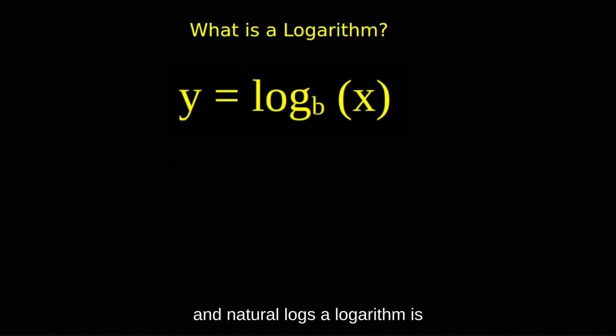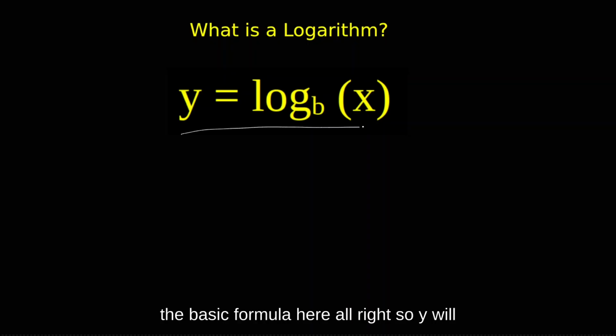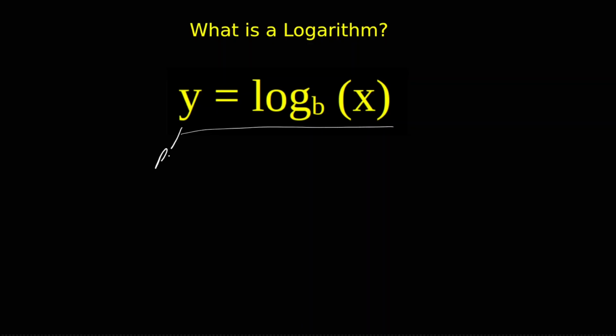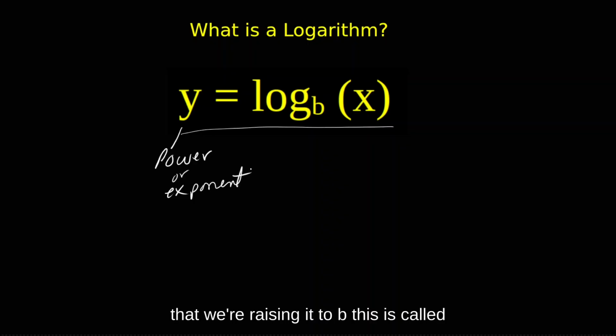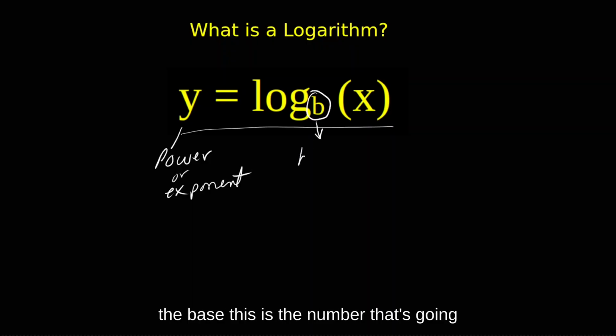A logarithm is essentially an exponent. And I've given you the basic formula here. All right, so y will be the power or the exponent that we're raising it to. B, this is called the base. This is the number that's going to receive the exponent. We often say the base is found in the basement because it's written below the line. X is the answer.